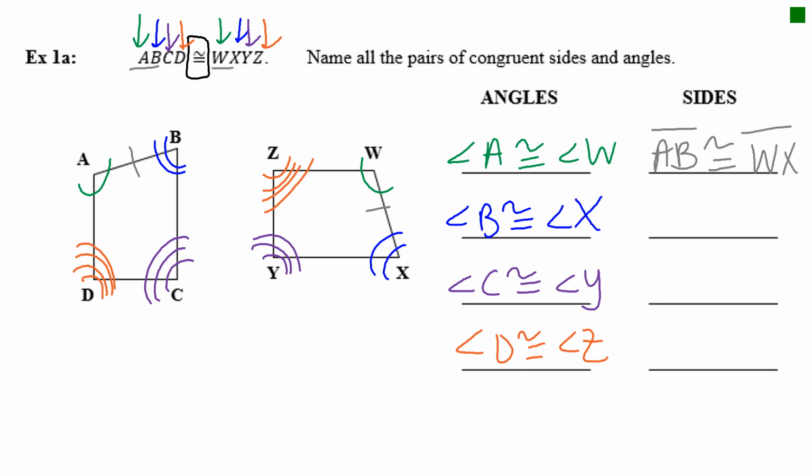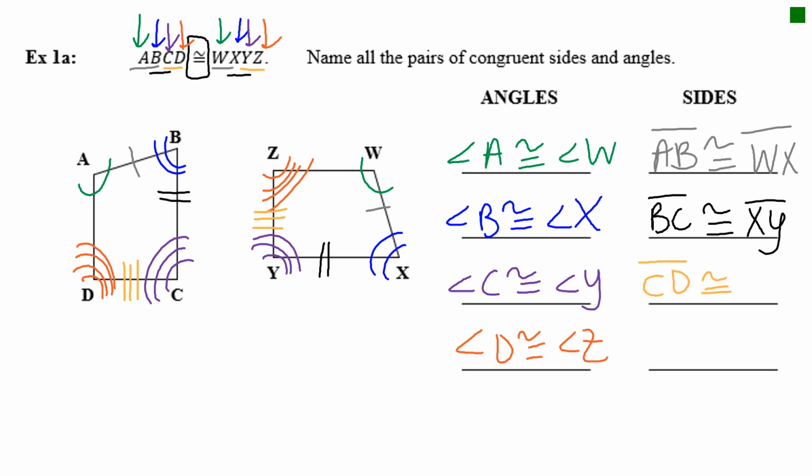Next, the middle two letters, BC. We'll use two tick marks since we already used one. It's congruent to the middle two, XY, again with two tick marks. So line segment BC must be congruent to line segment XY. Next, we'll do the last two, CD, with three tick marks. It's congruent to the last two, YZ, with three tick marks. So line segment CD is congruent to line segment YZ.